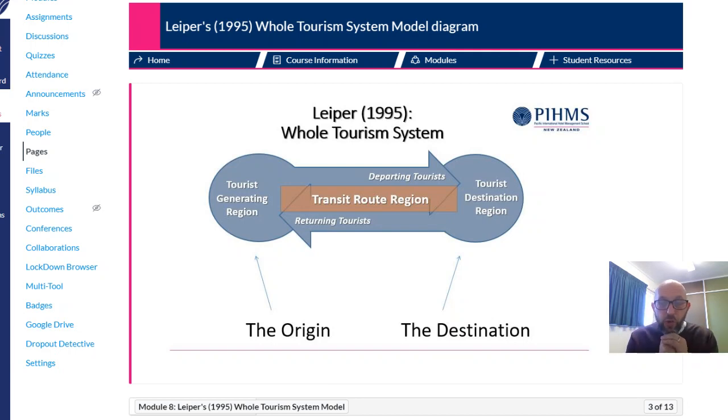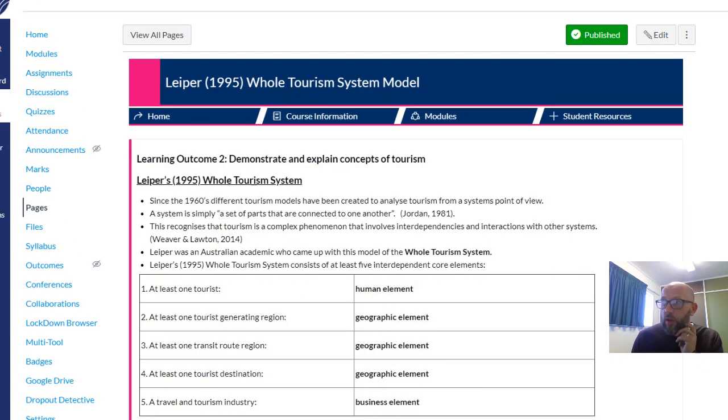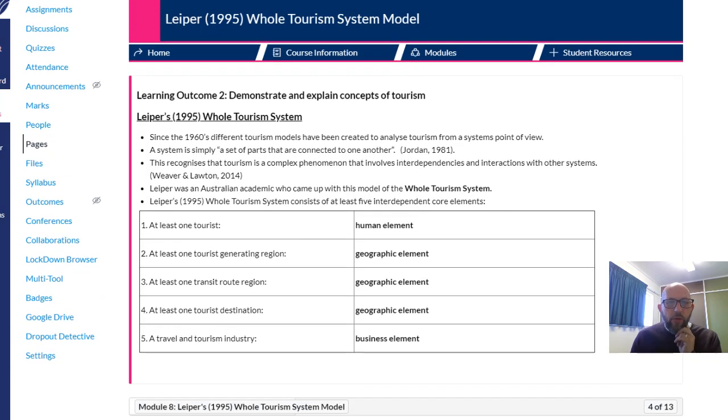This is also called tourism flow, which we look at as well, which is also on Canvas. Now, for all this to work, Neil Leiper came up with the following examples.